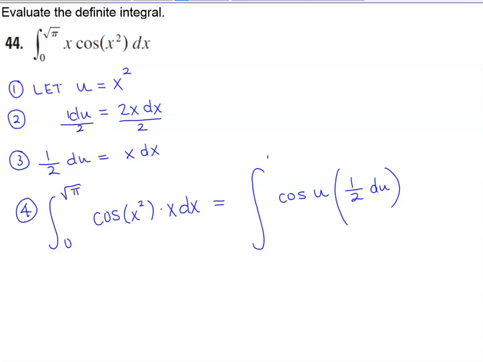Now we've got to change our upper and lower bounds according to u substitution. So the value of x is going to be the square root of pi. When we square that, we square the square root, we're left with pi. And then here we have 0, actually, it's just 0 squared, which is equal to 0. So we're going to factor out the constant, which is 1/2. We have our lower limit of 0, our upper limit is pi, and this is the cosine of u du.